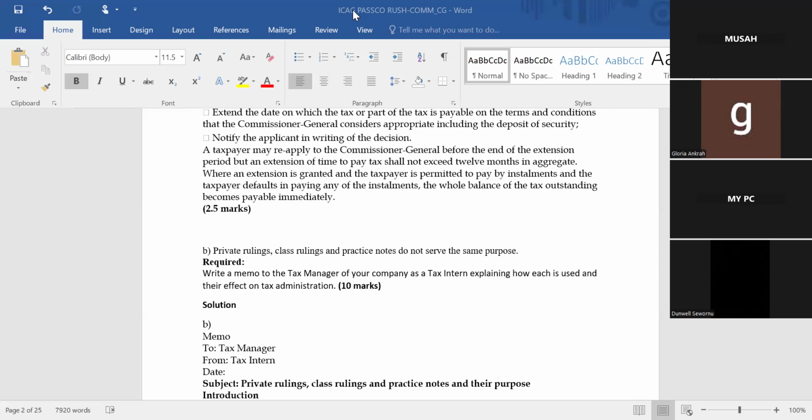Recently, you saw the assemblymen, led by the local government minister, write to the Commissioner General for interpretation of the allowance paid to the assemblymen, whether or not that allowance is taxable.